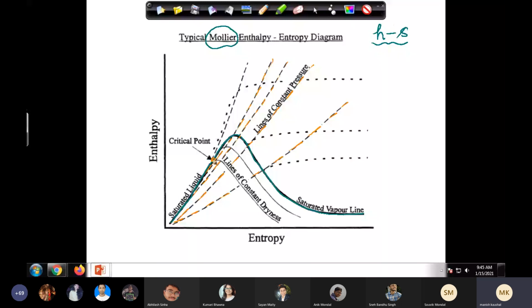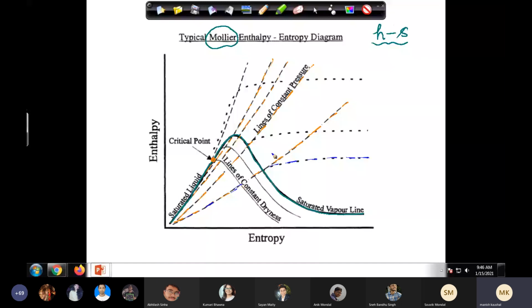What else do we have? Let me choose another color, maybe blue. We have constant temperature lines also. Why these are on top of each other, we'll discuss. That in this regime, they are on top of each other, that we'll discuss. Okay.